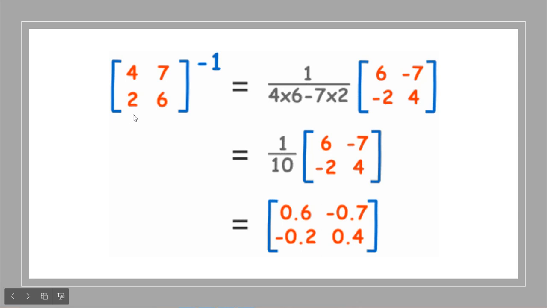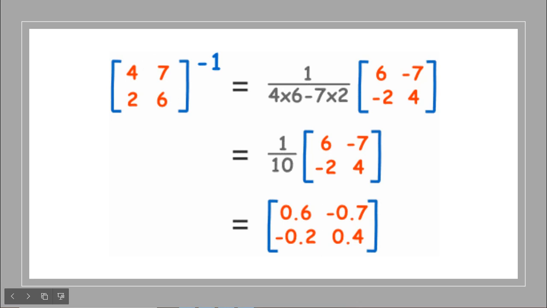Now we will define how to find the inverse of a matrix. So this is a matrix whose entries are 4, 7, 2 and 6, and we want to find the inverse of this matrix. Symbolically it can be written with the matrix in square brackets, and when we close the square brackets, we write -1 over here, which means that we are going to find the inverse of this matrix.